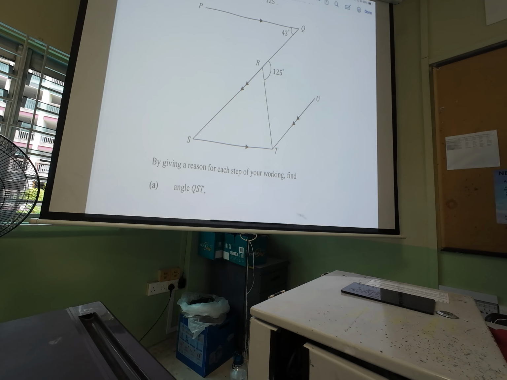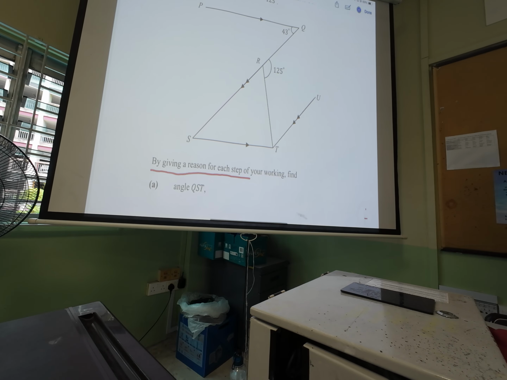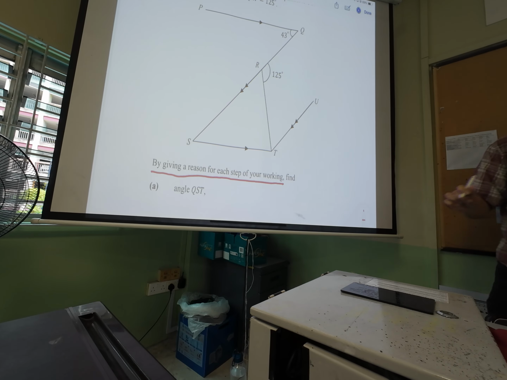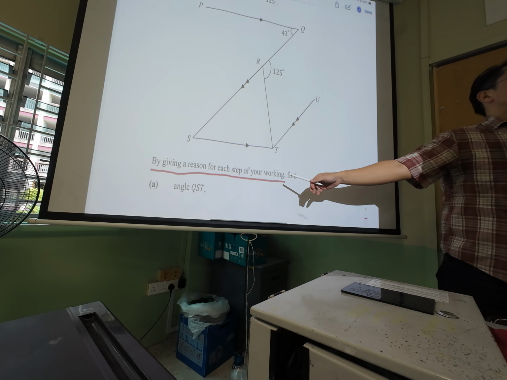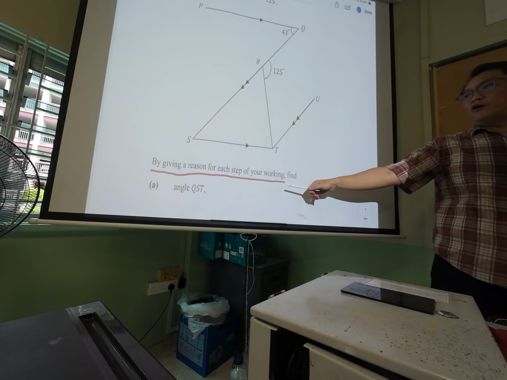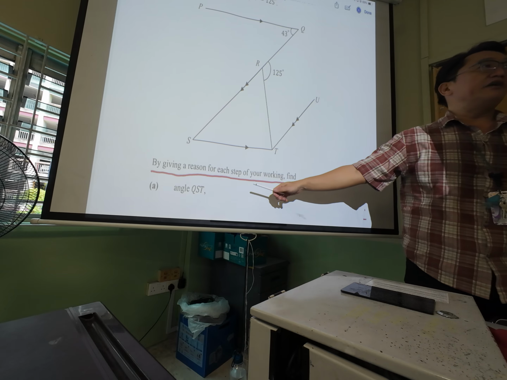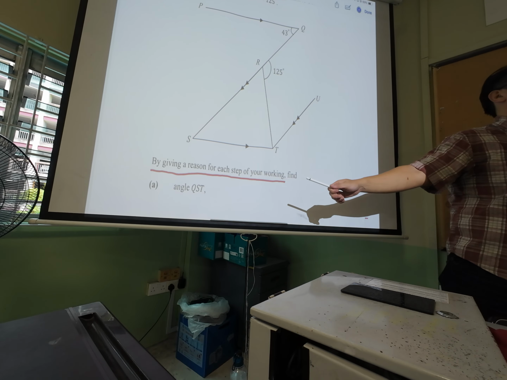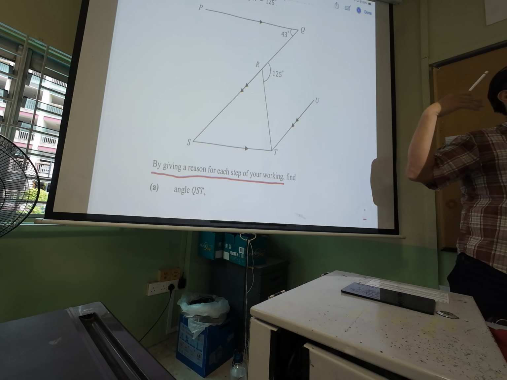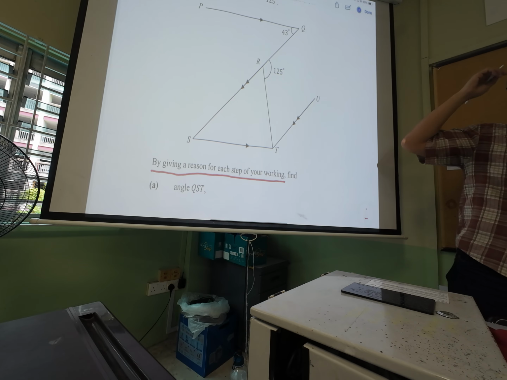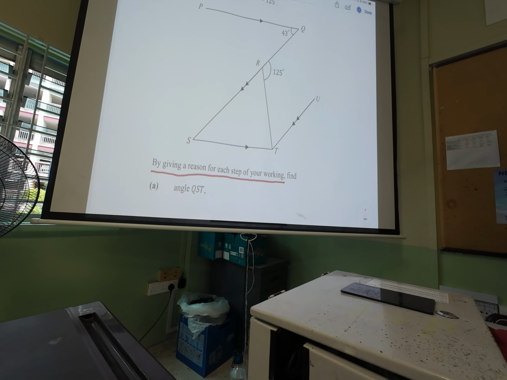Then there is one very important line that you all miss out, and I have to highlight it: giving a reason for each step of your working. A lot of you, or most of you, never write the reasons. That's why I have to minus 1 mark. It is across the whole level. So you have to know your reasons.